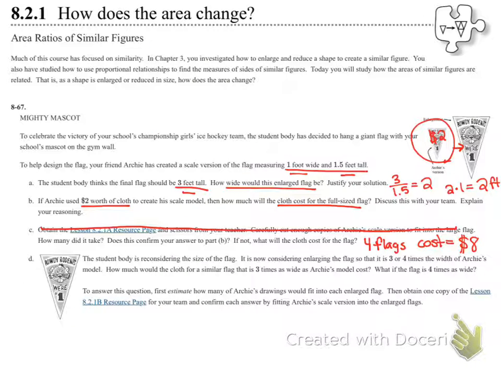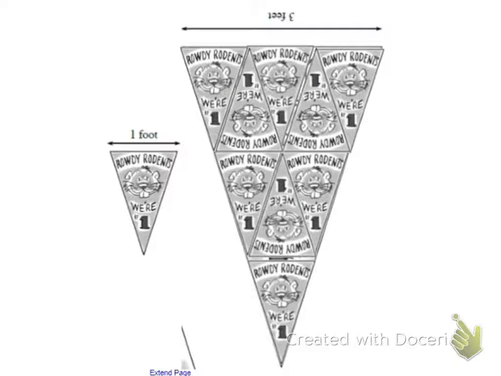All right, let's look at part D. Part D says the student body is reconsidering the size of the flag. It's now considering enlarging the flag so it's 3 or 4 times the width of Archie's model. How much would the cost be for a similar flag that is 3 times as wide as Archie's model? So we need to figure out what our new cost would be if the flag, instead of being 2 times as big, is 3 times as big. I need to consider how many of the original scale versions would fit within our new version that's 3 times as big. So I've gone ahead and created one for this as well.